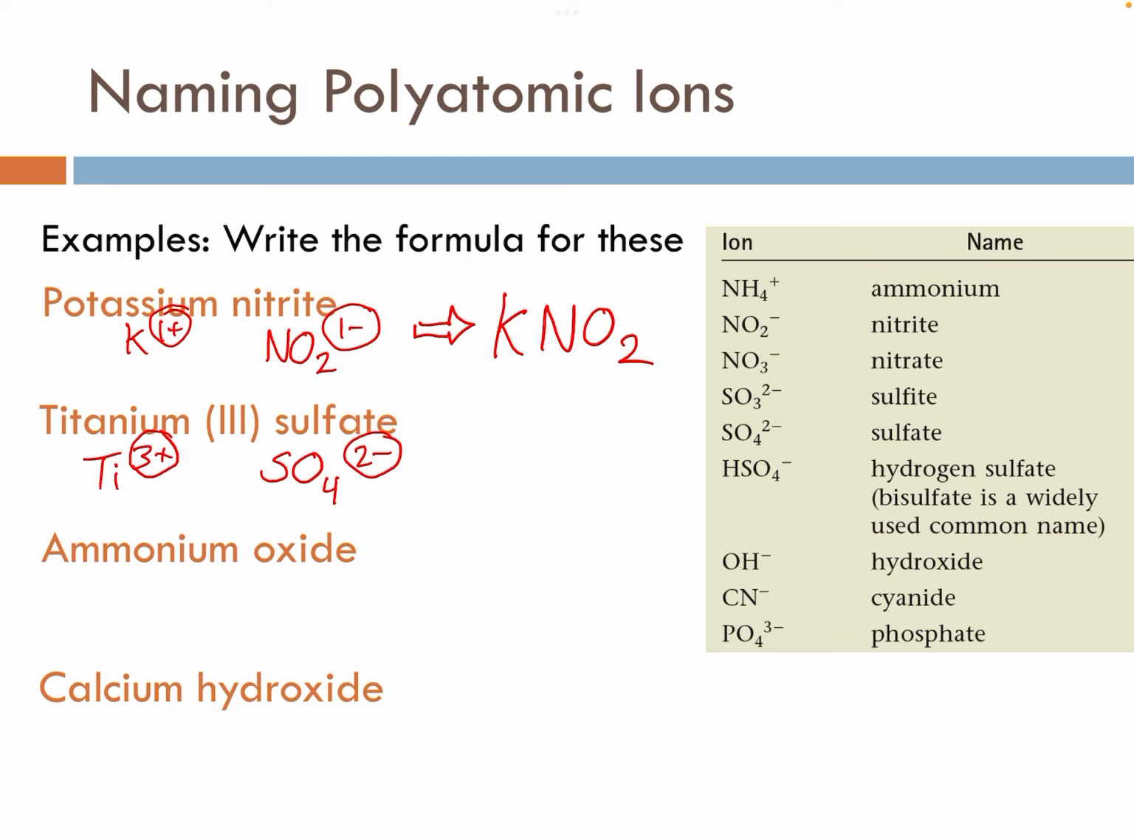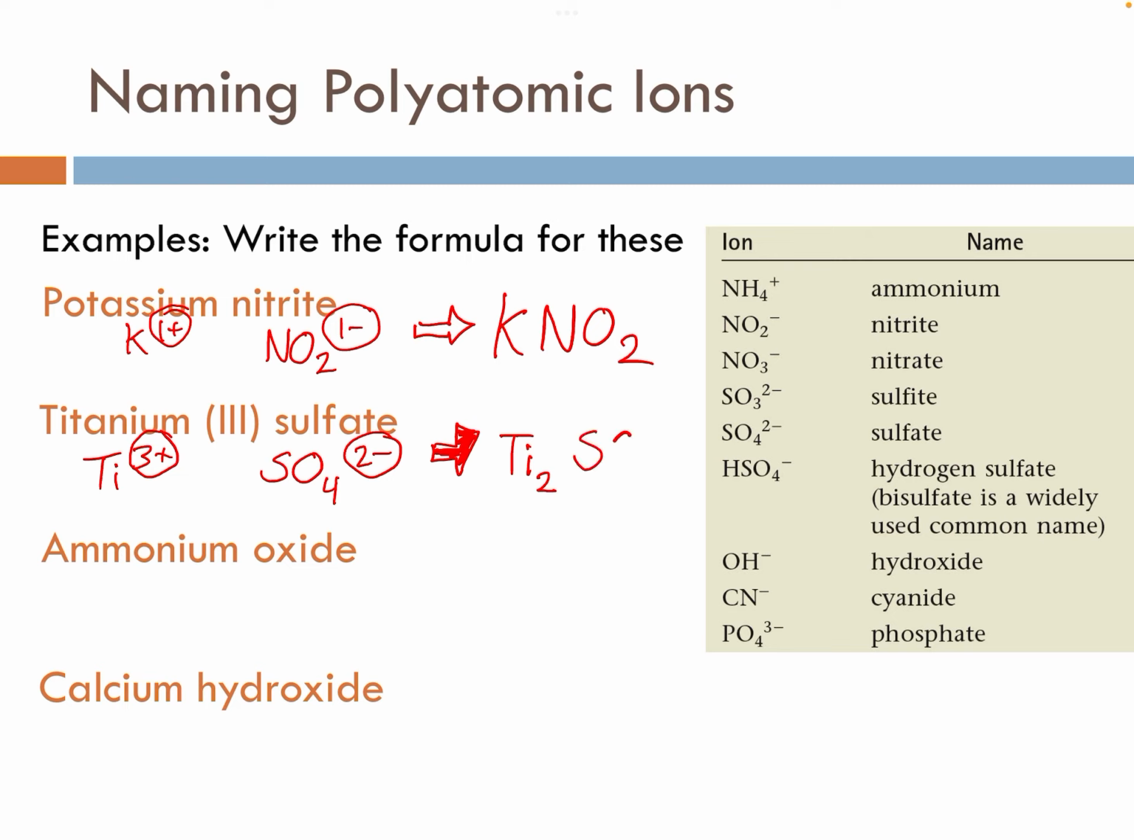Sulfate only wants 2. So that means I'm going to need 2 titaniums to give away a total of 6 electrons to 3 different sulfates, each of whom will take 2 of those electrons in order for everybody to get what they want. So to write this as a formula, we're going to have 2 titaniums giving away to 3 sulfates.